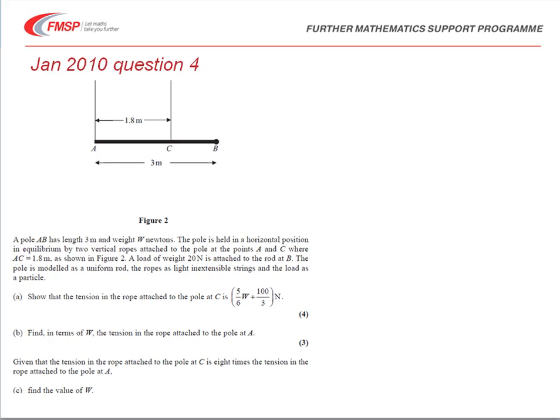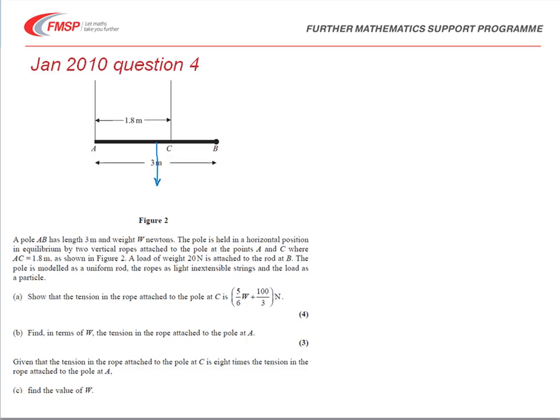In the second question that we've got then from January 2010 this time, we have a pole length 3 meters and weight W newtons. So this time it's an algebraic question. The pole is held horizontal, it says, with 2 ropes attached at A and some point C, which is 1.8 meters from A. And then, in addition to the pole, there is a load, 20 newtons, attached to the rod at B. It says we're going to model the pole as a uniform rod. That means that the weight can be thought to act at its center.